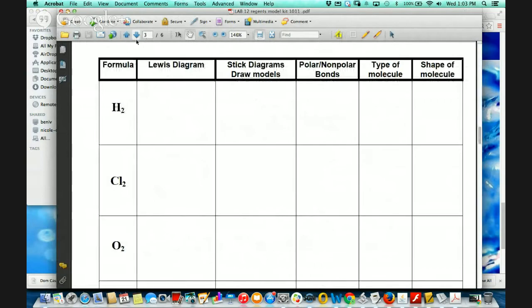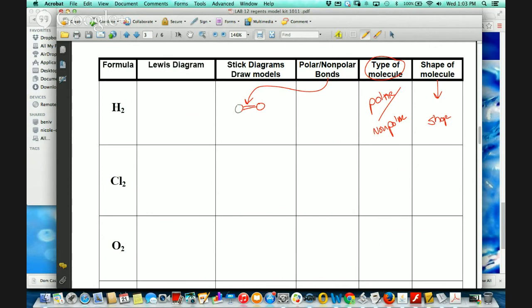You're going to write the Lewis dot diagram. The ball and stick model is, if you think it's linear, you would write it like this. Here's my ball and stick. What kind of bonds exist between the atoms? And the type of molecule, is it a polar molecule or a nonpolar molecule? And then you're going to tell me the shape. Now your shapes, of course, are going to be linear, tetrahedral, bent, or that three-sided pyramid called a triangle pyramid.